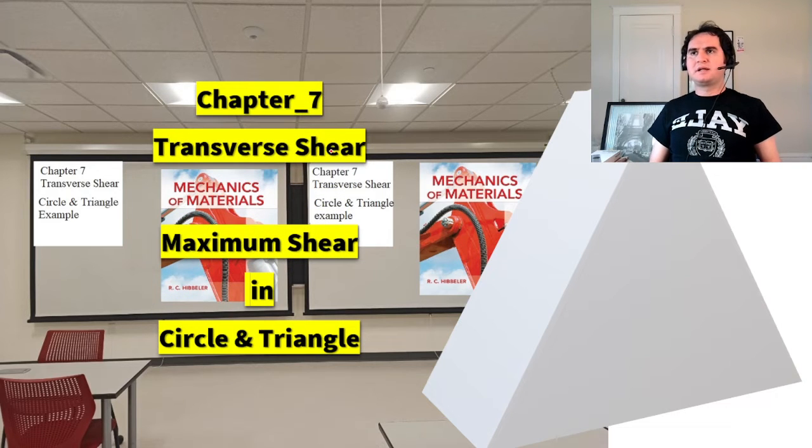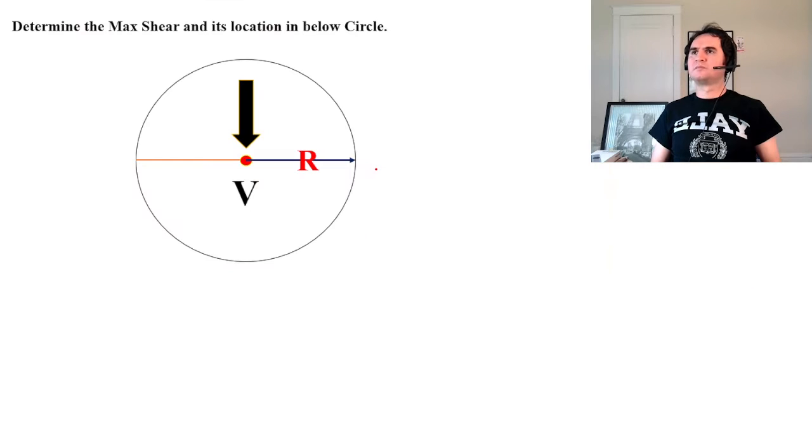Chapter 7, Transverse Shear, Maximum Shear in a Circle and Triangle. So just consider we have a solid circle like what you see here, and we want to calculate the maximum shear and its location. A solid circle with the radius of capital R handling a vertical shear capital V.